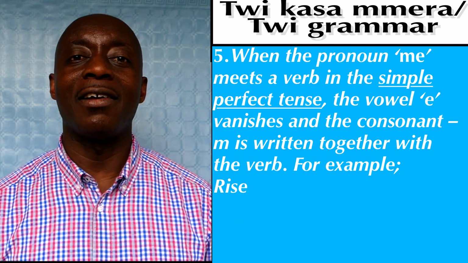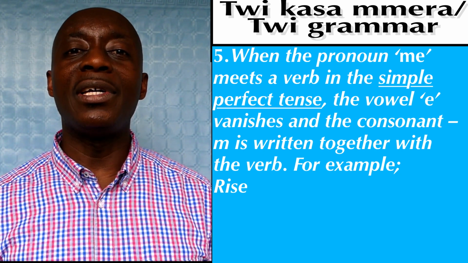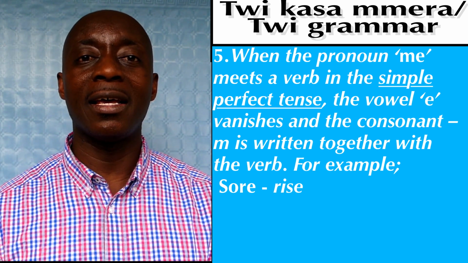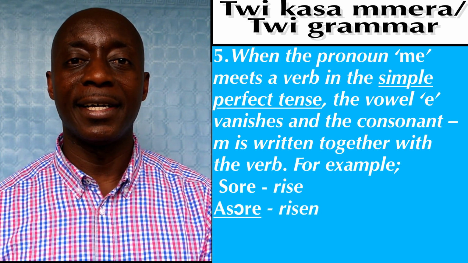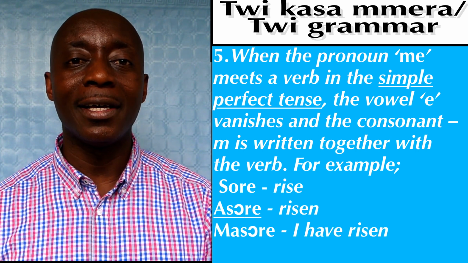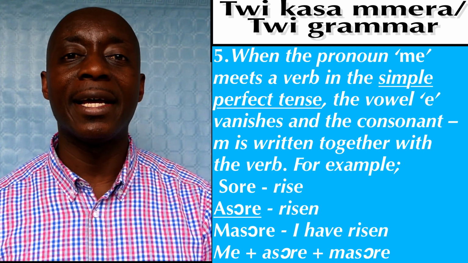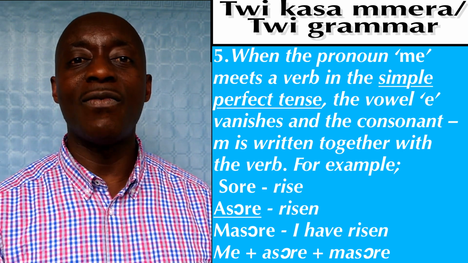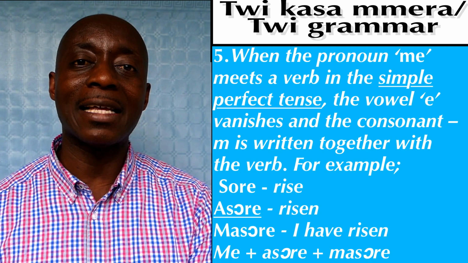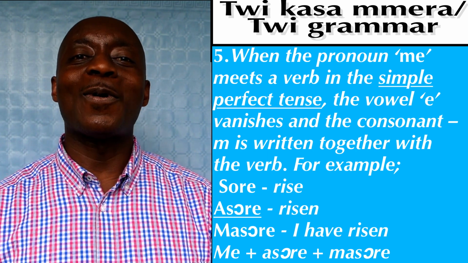Let's take another word like sore, rise. And if I want to say I have risen, in Twi, to rise in a simple perfect tense, I will say asore. So if I want to say I have risen, then I will say masore. So you see here that me plus asore will become what? Masore. And that is the E in the pronoun me vanishes. And then we write the consonant M together with the verb in the simple perfect tense, asore. So in this case, we are getting masore. Yes, this is where we draw the curtains down.